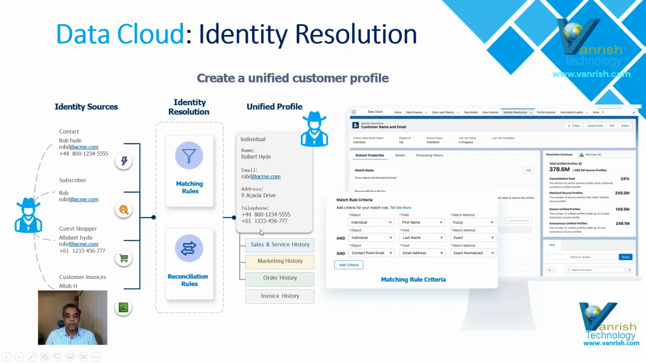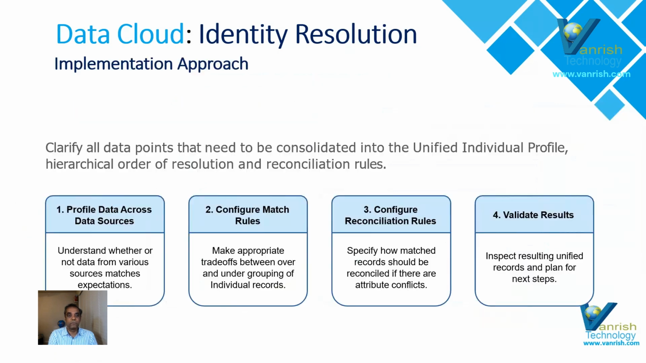It all depends on where the data is coming from, like sales or service history, marketing history, order history, invoice history, or real-time data. You are unifying that data too. Here is a screenshot of how identity resolution looks on the Data Cloud side. I will walk through this screen, how you can configure rules and everything.